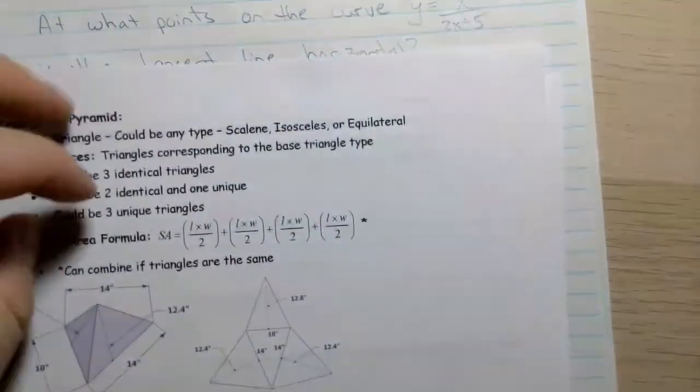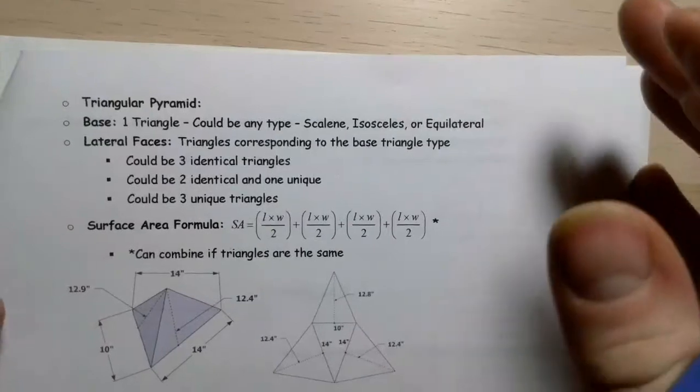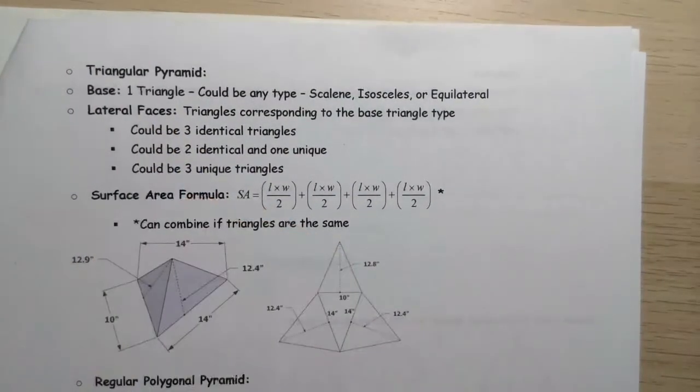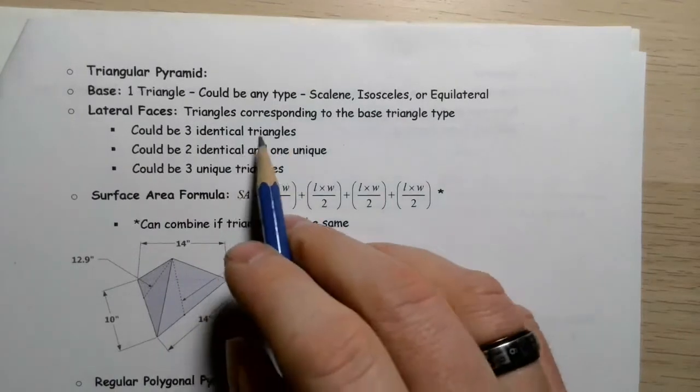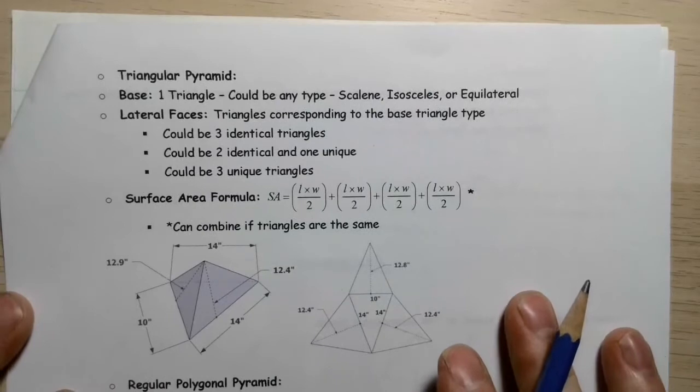Let's take a look at another one. This time it's a triangular pyramid. Okay, so the base is going to be one triangle here. But it could be any sort of triangle, right? It could be a scalene triangle. It could be isosceles. It could be equilateral.